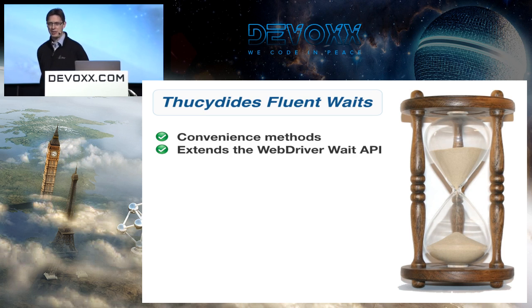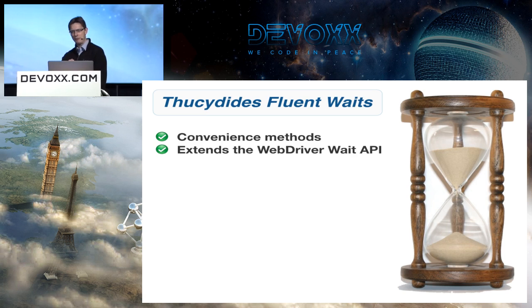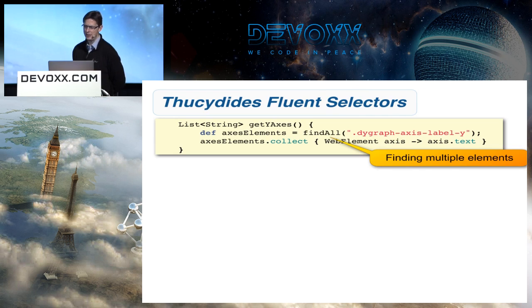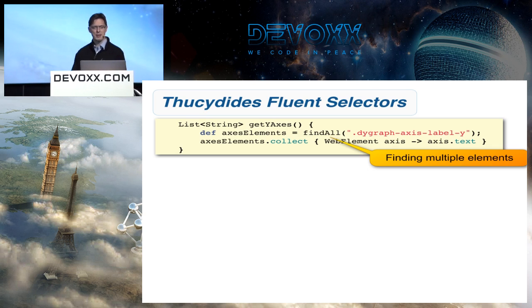Okay, so a few more things I want to take you through before we have a break, and then we'll start on some real live coding examples. Fluent waits. Fluent waits are convenience methods, effectively. These actually predate the Webdriver wait API, and when that came out, they were refitted to extend it. So when you're doing any Ajax applications, you often need to wait for something or other, wait for text to appear on the screen, wait for components to appear, wait for things to disappear. So there are a lot of built-in functions in Thucydides that let you do that.